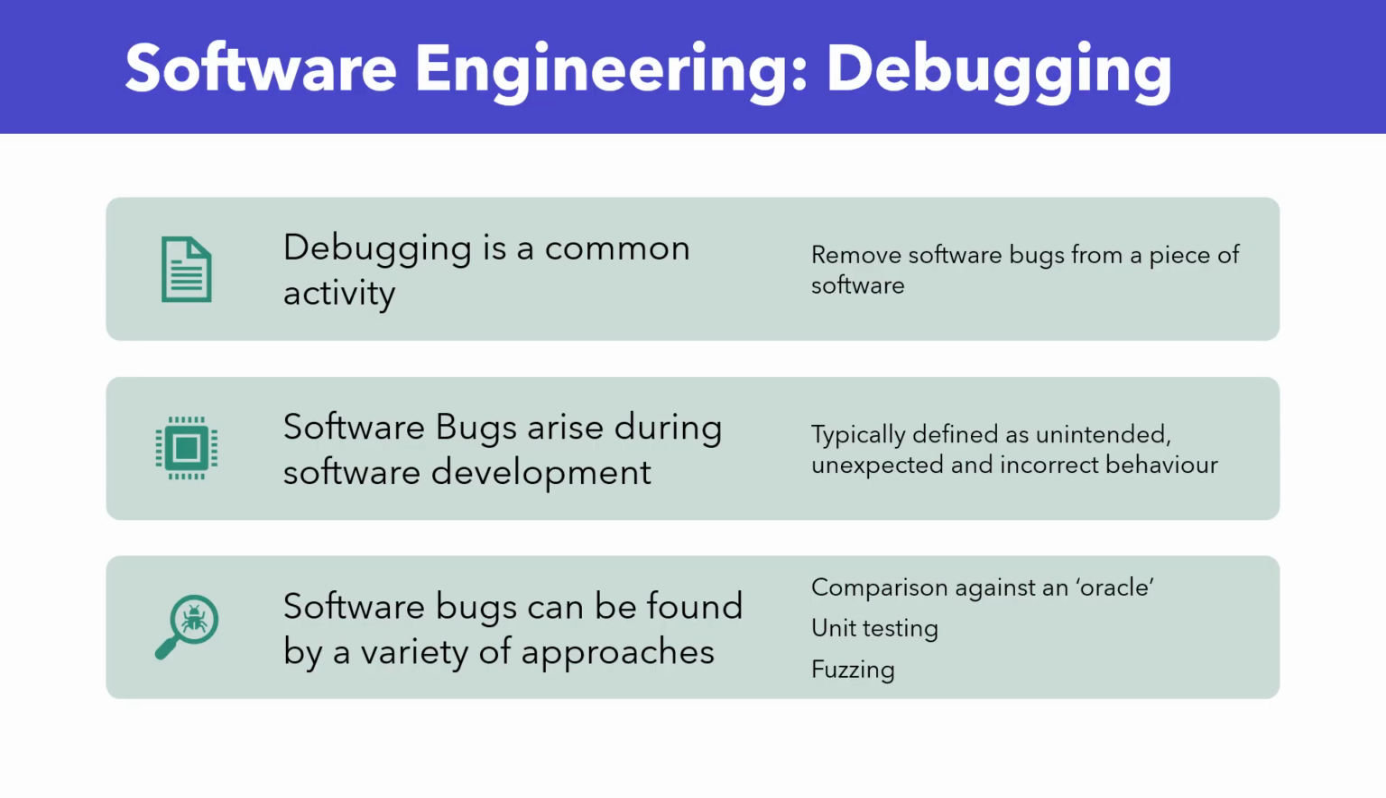Having introduced novelty search, I'll now move on to the other major topic of this talk, debugging. Debugging is something that almost every person who writes software will have experience of. It's rare for programs to work first time, and so it's necessary to debug them. Software bugs can be thought of as behavior which is unintended, unexpected, and incorrect. As software gets more complex, the amount of effort involved in debugging also increases because there are more places in which things can go wrong.